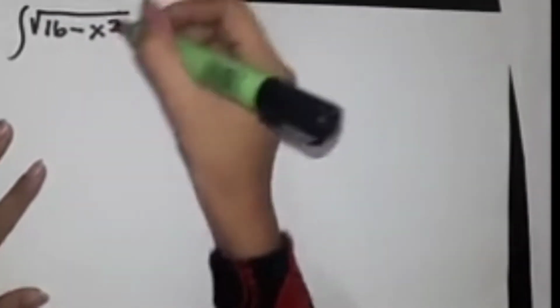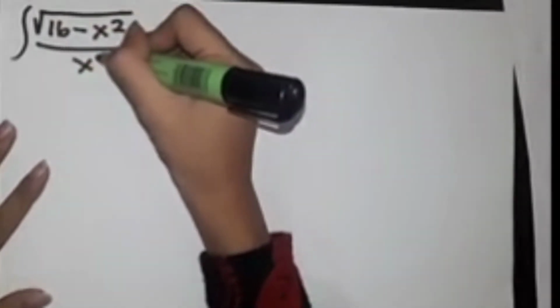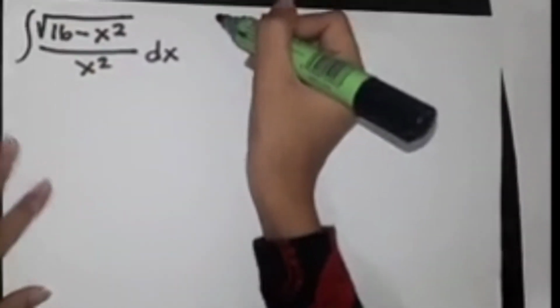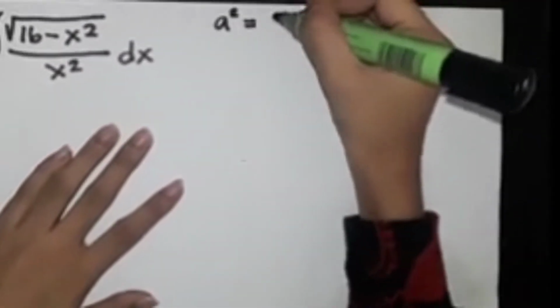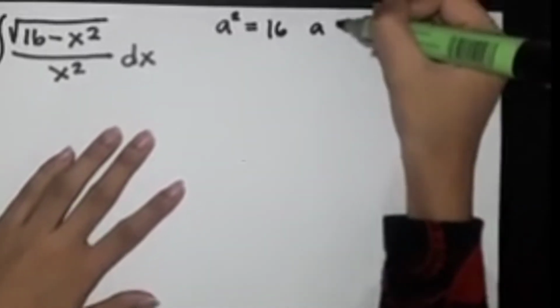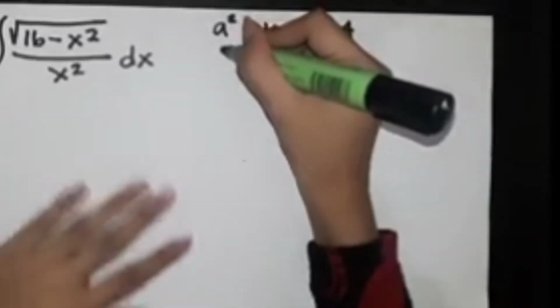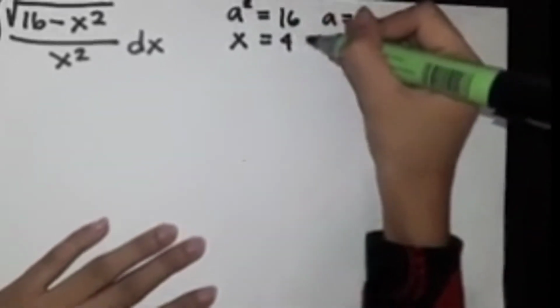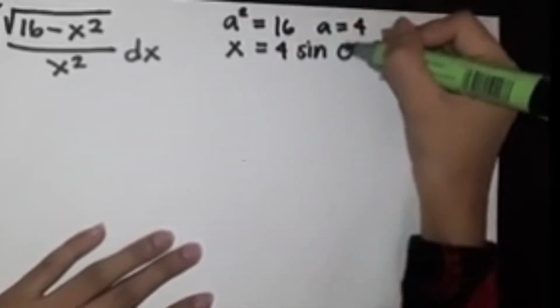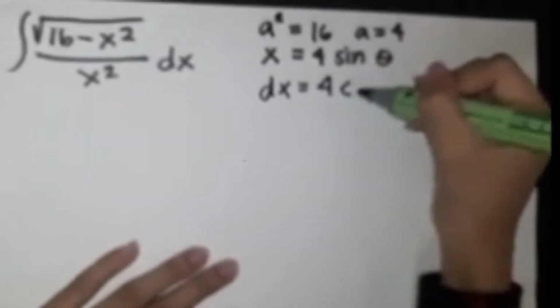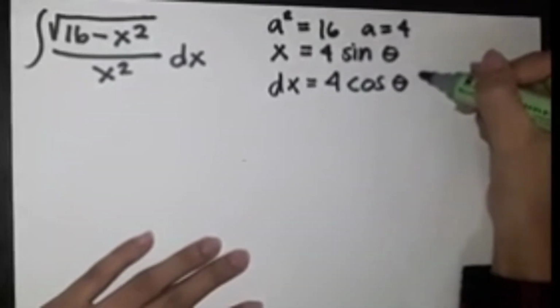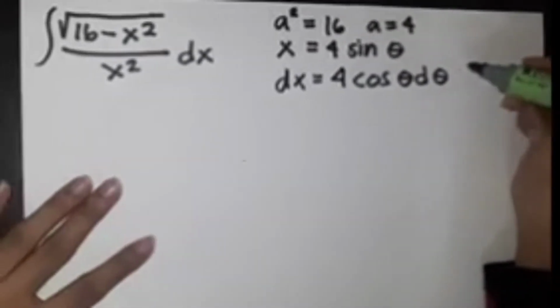We have the integral of square root of 16 minus x squared over x squared dx. a squared is equal to 16, and the square root of 16 is equal to 4. x is equal to 4 sine theta, and our dx is equal to 4 cos theta d theta.